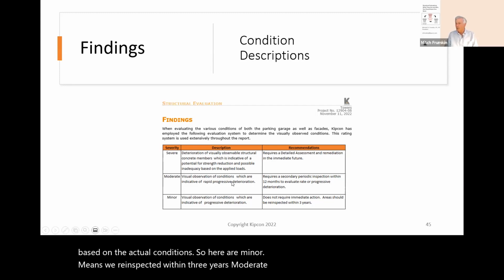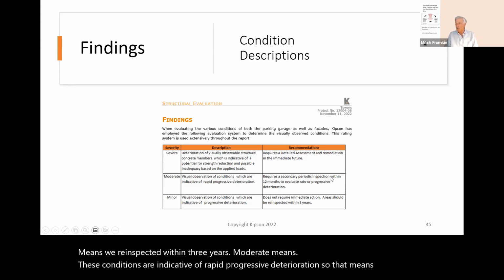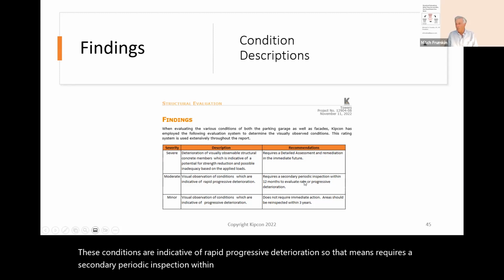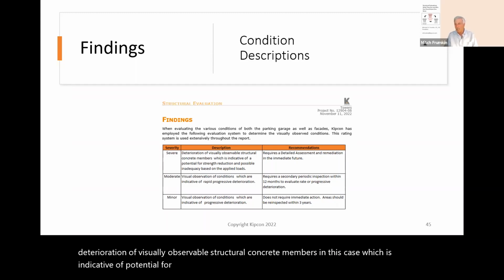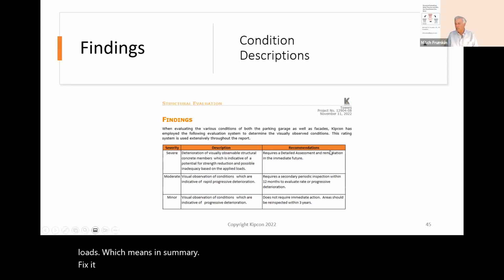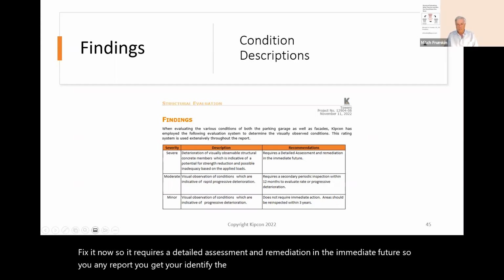Moderate means the conditions are indicative of rapid progressive deterioration. So that means it requires a secondary periodic inspection within 12 months to evaluate the rate of progressive deterioration. Now, here's the worst one. Severe. It means deterioration of visually observable structural concrete members, which is indicative of potential for strength reduction and possible inadequacy based on the applied loads, which means, in summary, fix it now. So it requires a detailed assessment and remediation in the immediate future. Any report you get should identify the locations and give a rating in each of those locations.